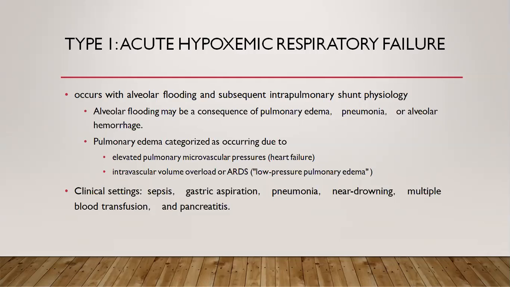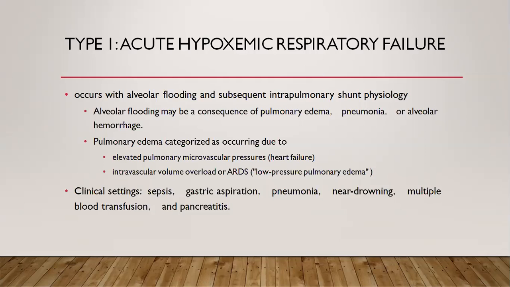When you say alveolar flooding, it may be a consequence of pulmonary edema in cases of severe pneumonia or in cases of alveolar hemorrhage. So pulmonary edema is categorized as occurring due to elevated pulmonary microvascular pressure, such as in heart failure and intravascular volume overload, or acute respiratory distress syndrome. The one we commonly see in COVID-19 infection. So they develop acute respiratory distress syndrome that is secondary to COVID-19 pneumonia.